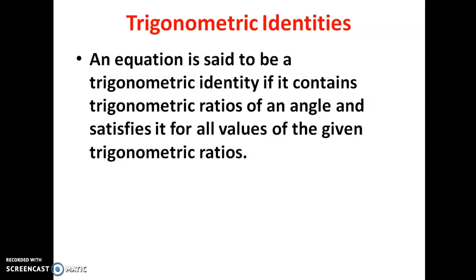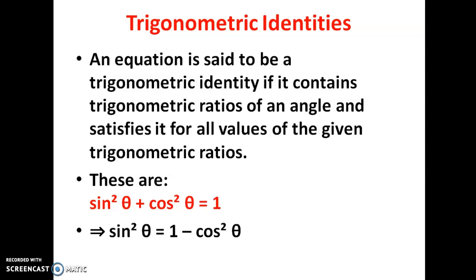An equation is said to be a trigonometric identity if it contains trigonometric ratios of an angle and satisfies it for all values of the given trigonometric ratios. So, the trigonometric identities are sin square theta plus cos square theta equal to 1. This can be rewritten as sin square theta equal to 1 minus cos square theta, or we can write cos square theta equal to 1 minus sin square theta.